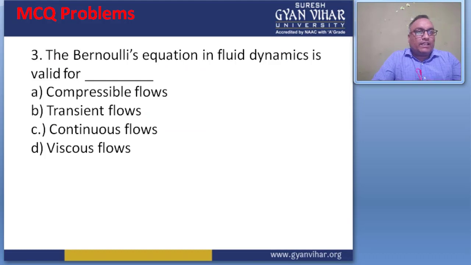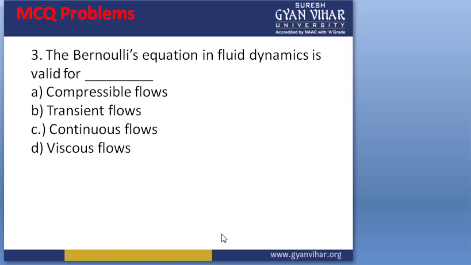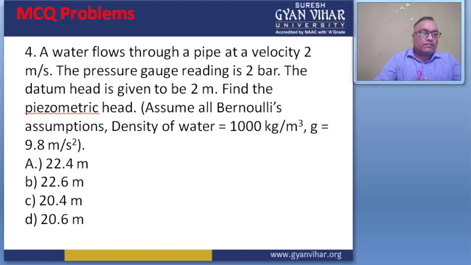This is question number 3. In this question, Bernoulli equation in fluid dynamics is valid for compressible flow, transient flow, continuous flow, and viscous flow. So this is valid only for the continuous flow, right? For this case, you solve this example, and the correct answer for this question is A. A is the correct answer. 22.4 meter is the correct answer for this question.